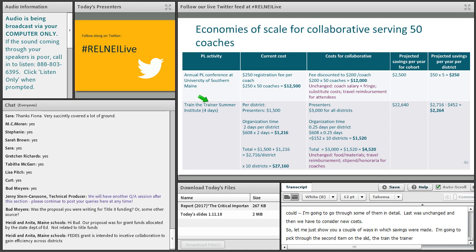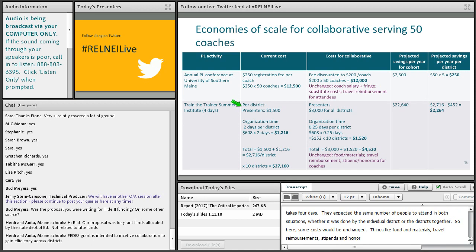And the first thing to say is that they expected the same number of people to attend in both situations, whether it was done by the individual districts or all the districts together. So here some costs would be unchanged, things like food and materials, travel reimbursements, stipends, and honoraria for the coaches.